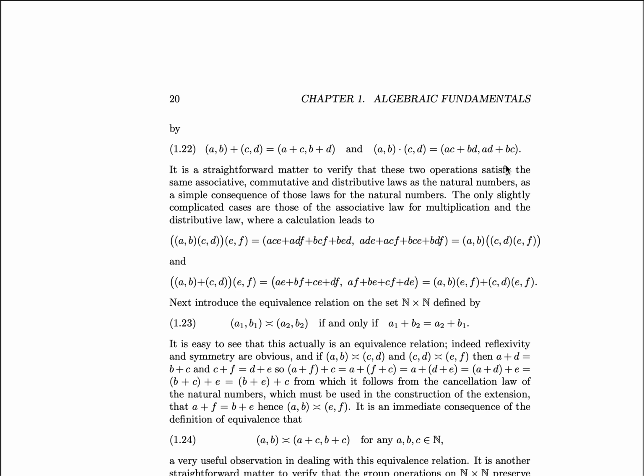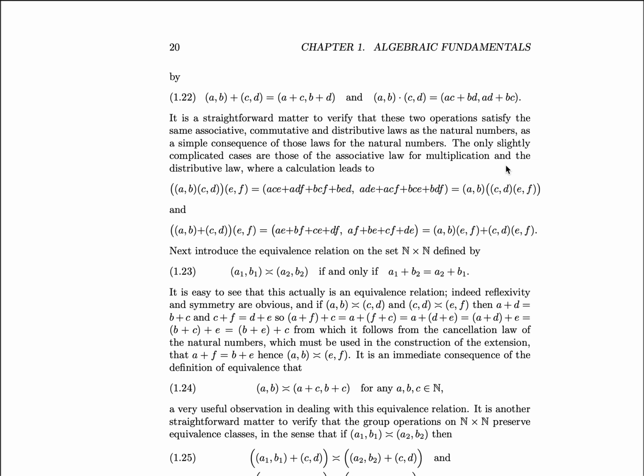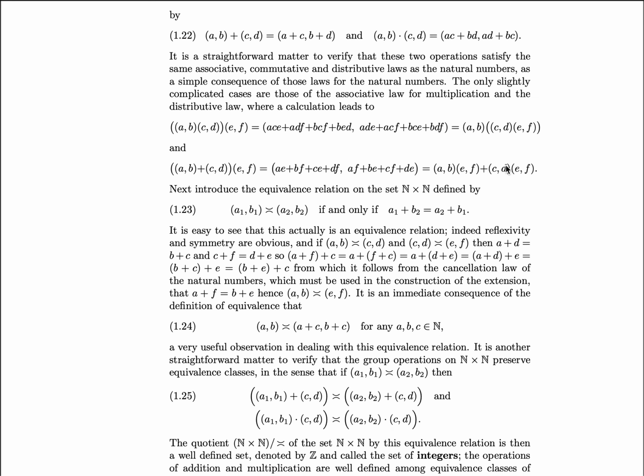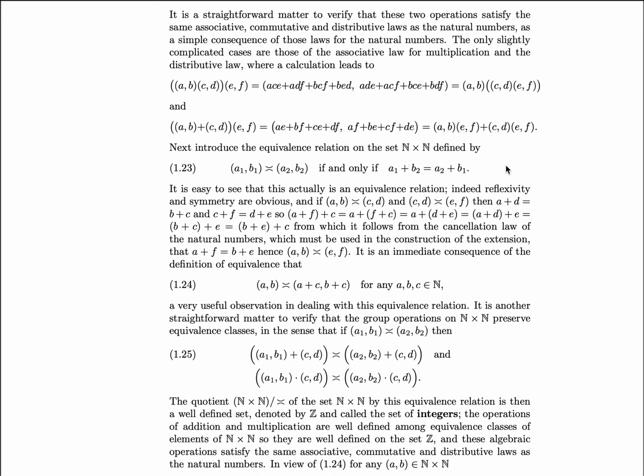It's pretty standard to verify that these operations satisfy the appropriate laws. The only slightly complicated cases are those of the associative law for multiplication and the distributive law, where we get a long multiplication. We see that (a, b) times (c, d), all of that times (e, f), is this long expression in the middle. But if you factor that appropriately, we see that that's (a, b) times the quantity (c, d) times (e, f). Additionally, we have the same thing for the distribution. We have a product of a sum, which is this very messy looking expression in the middle, but that turns out to be a sum of products.